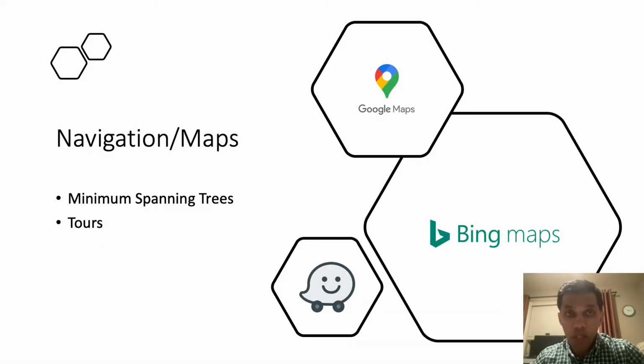These applications are not just limited to documents. They span a wide range of possible applications. For example, maps. There are applications such as finding the minimum spanning tree on a map, finding a tour of a given set of POIs separated by roads. For all of these applications, they use APIs like the Google Maps API, the Bing API, or the Waze API for address resolution.